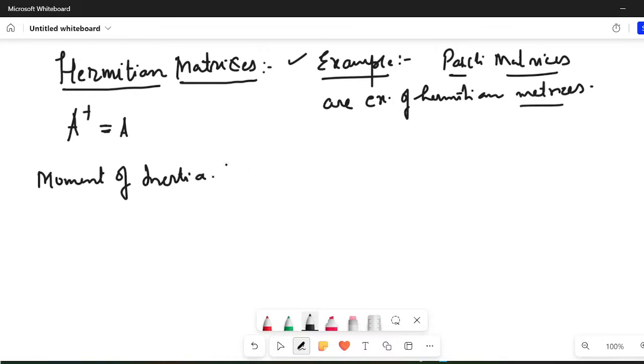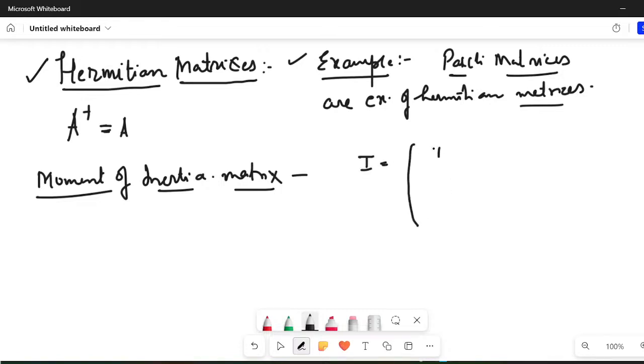I'm just defining the moment of inertia right now, in terms of a matrix. We are going to discuss all these things in quite some detail when we do classical mechanics. But right now, I want to show that the moment of inertia matrix is an example of Hermitian matrices. However, since this is a classical mechanics thing, the entries will not be complex numbers. Whether you say a symmetric matrix or a Hermitian matrix, they are one and the same thing.